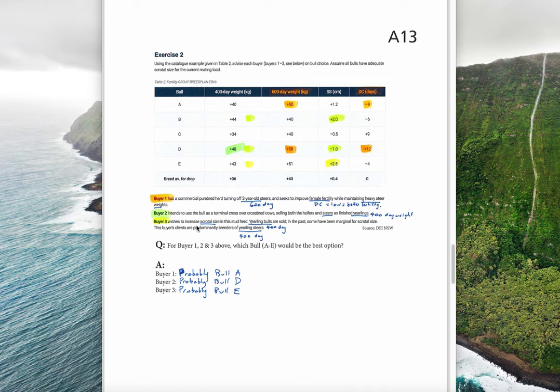Buyer 3 wants to increase scrotal size in this stud herd. Yearling bulls, so that's a clear one, scrotal size here. Yearling bulls are sold in the past.